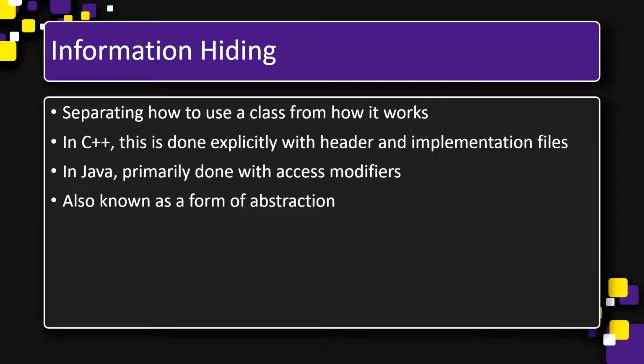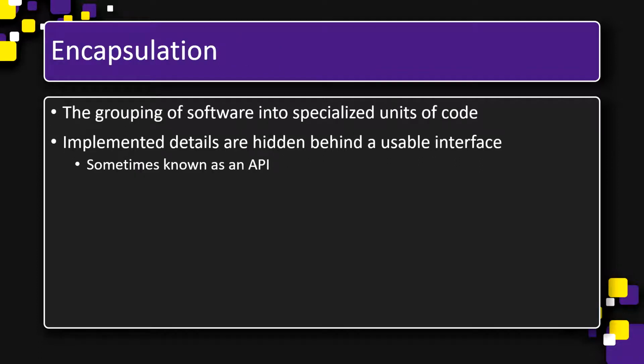Now in C++, you also had access modifiers, so these should not be new to you, but Java only does this with access modifiers. So instead of in C++ where you have a header and a CPP file, we just have one file because everything in Java has one file, and we just use those access modifiers to adjust the level of access other things have to our data. This is also known as a form of abstraction. This is the most common form of abstraction that you will see in programming in general because information hiding is a very useful technique.